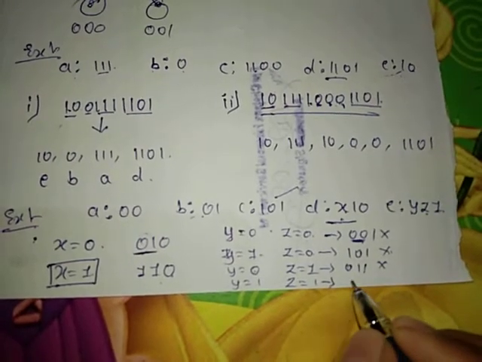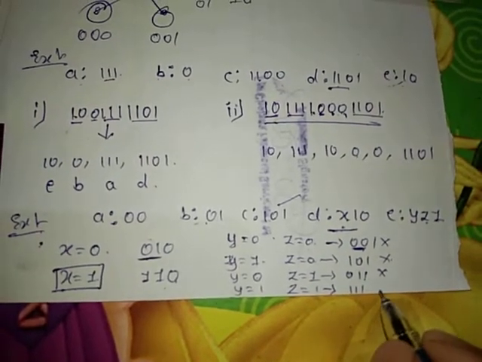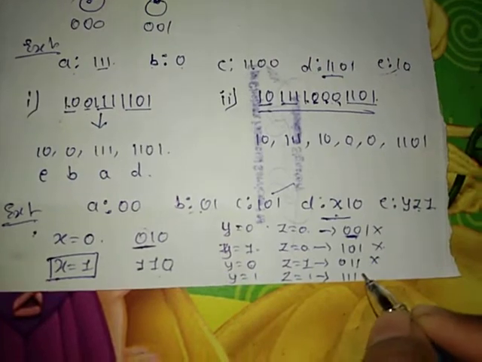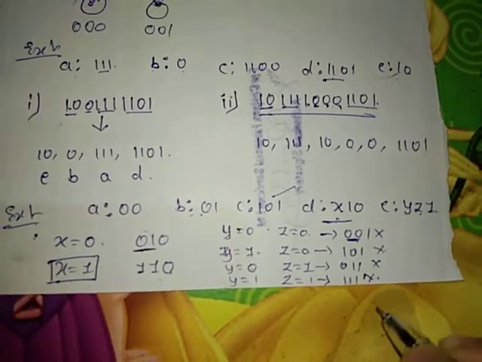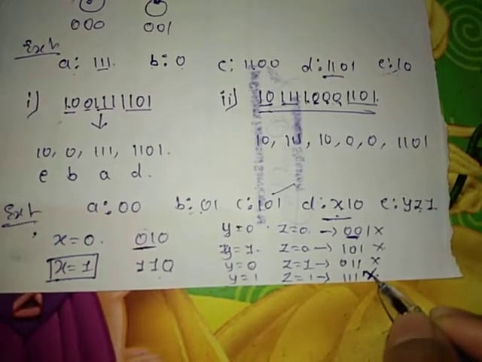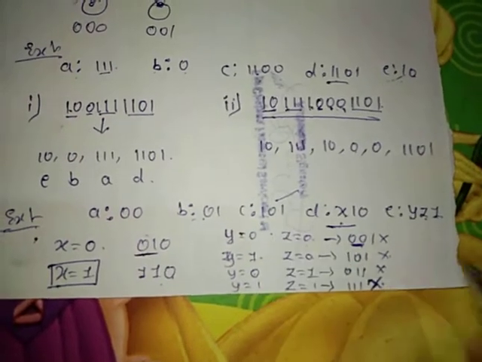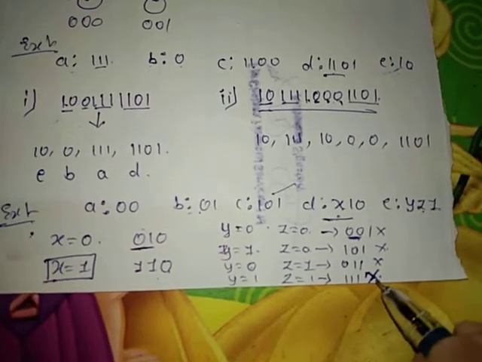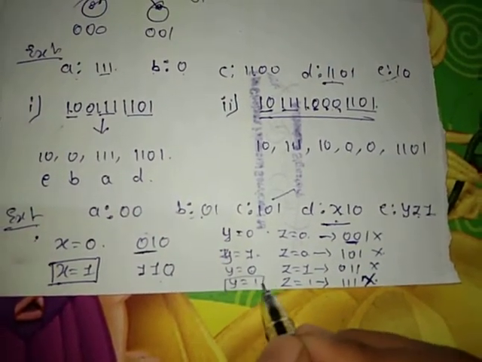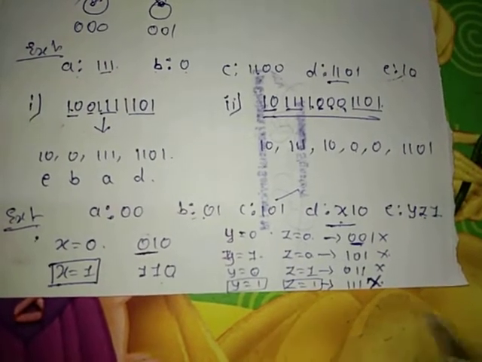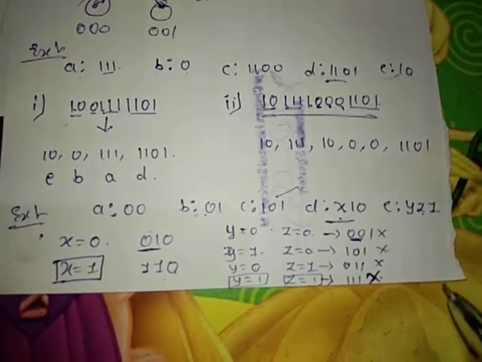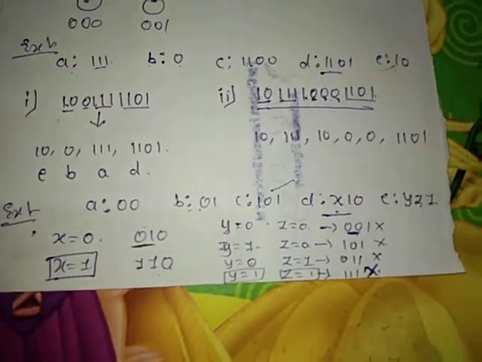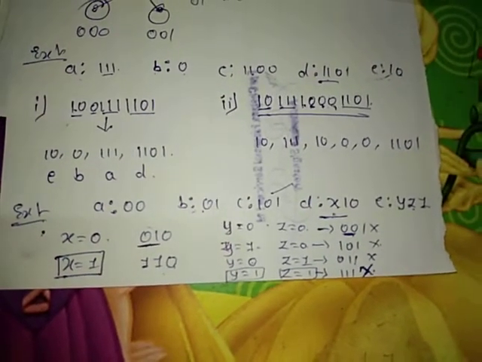So the last choice is 1 1 1. This does not have any prefixes. This sequence will not have any other sequences as a prefix. So we have taken X equal to 1, Y equal to 1, Z equal to 1. Therefore the values of X, Y, Z are equal to 1 here.